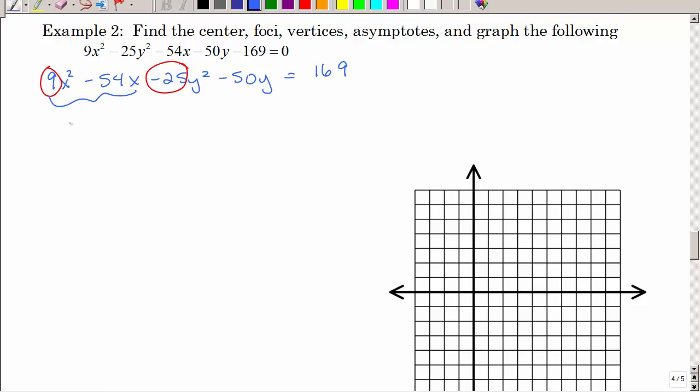So I need to do some factoring. So I'm going to factor out the 9. I'm going to factor out negative 25. Be careful. If I divide or factor out a negative 25 out of negative 50, that's going to be positive 2.